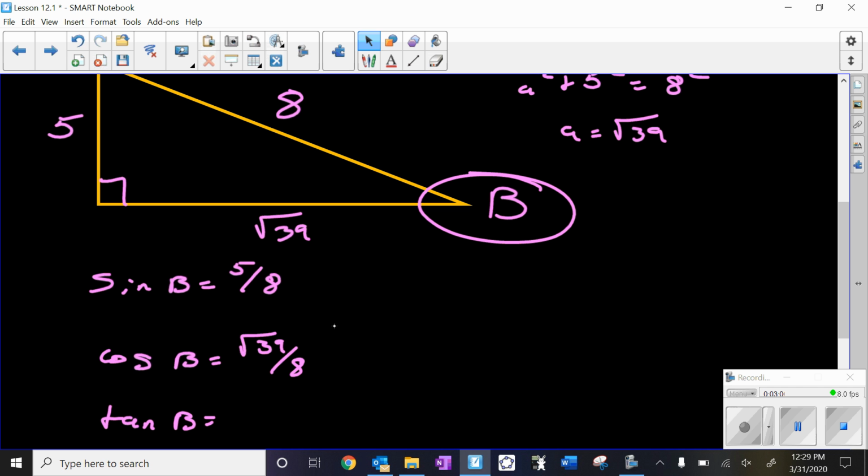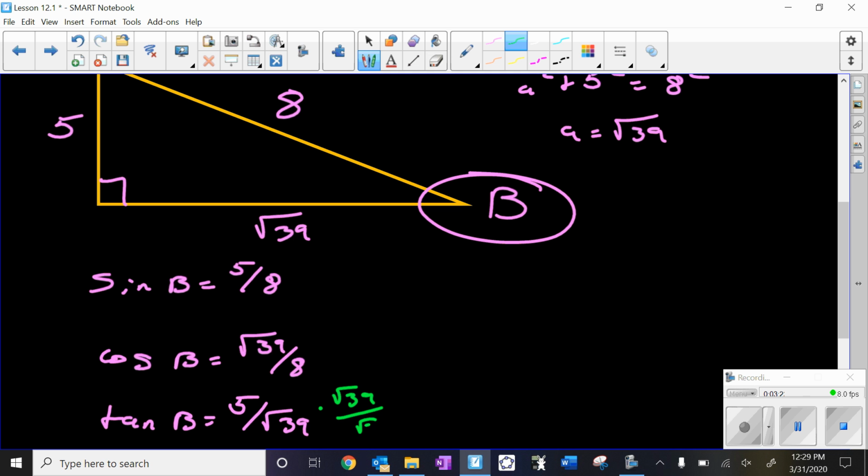And then finally, tangent of B, that is going to be your opposite over adjacent. So opposite over adjacent, we would have 5 over the square root of 39. And I don't want to leave it like that. I want to get the square root out of the denominator. So we're going to multiply by the square root of 39 over the square root of 39 to get us 5 square root of 39 over 39.